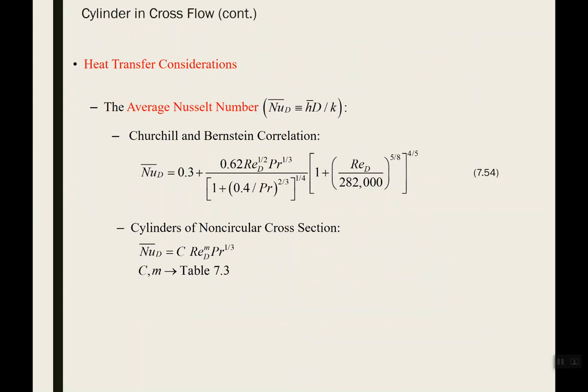So we have the Churchill and Bernstein correlation that gives us our average Nusselt number. Again, we're not going to particularly care about all the different local things. Certainly heat transfer is going to be different on the front side of the cylinder where the flow is more laminar than on the back side where it's more turbulent. That's outside of the scope of this class. So we'll typically just use this correlation, which gives us the average Nusselt number. And while this functional form is a little bit more complicated, notice that it's still purely a function of the Reynolds number and the Prandtl number, and then a bunch of other constants.